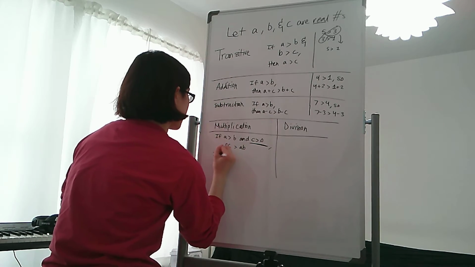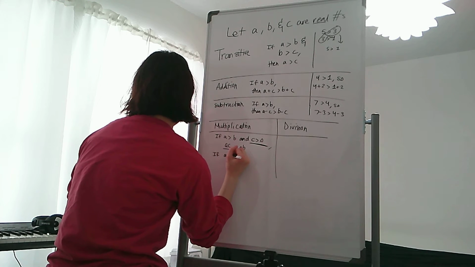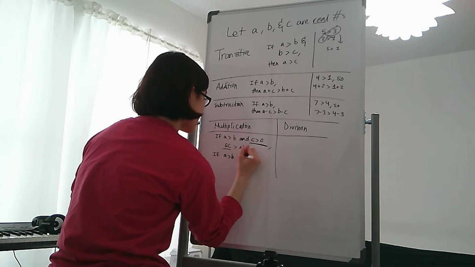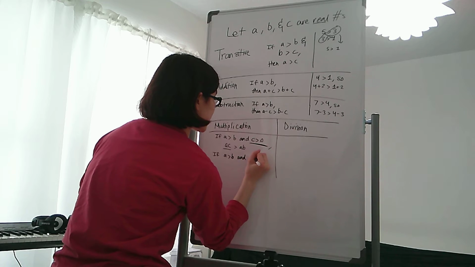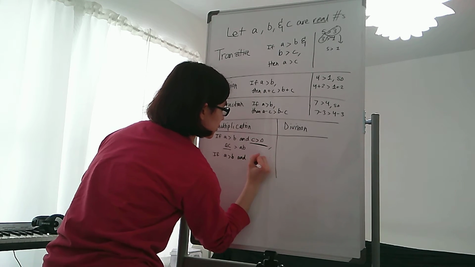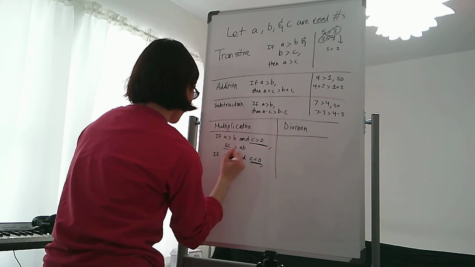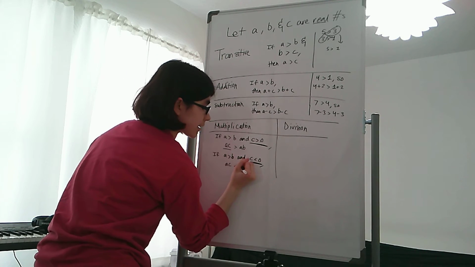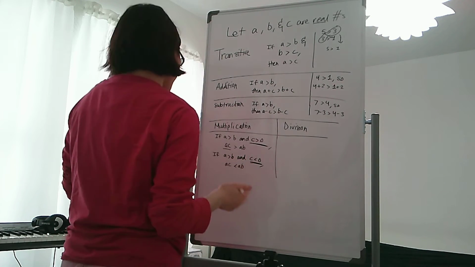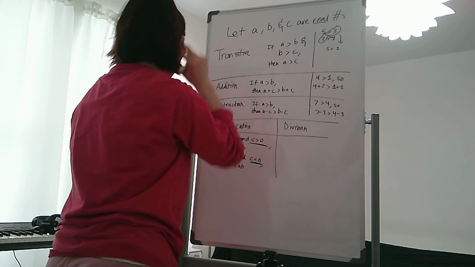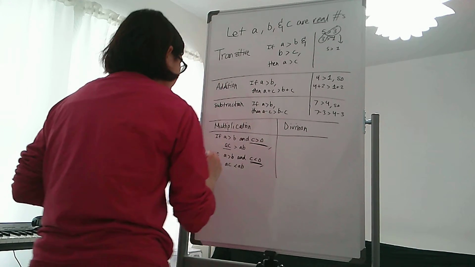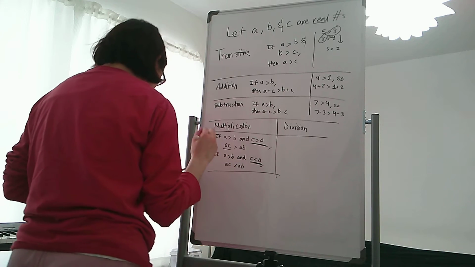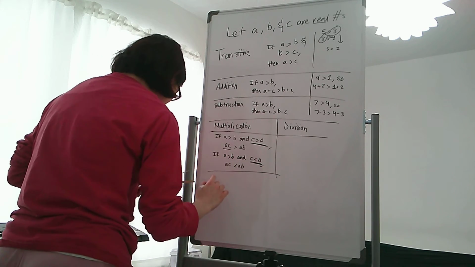Or if A is greater than B and C is less than 0, so it's going to be a negative number, actually, A times C is going to be less than A times B, okay? So let's look at an example of this down here. You can still see this, but I'm trying to enunciate what I'm saying just in case.